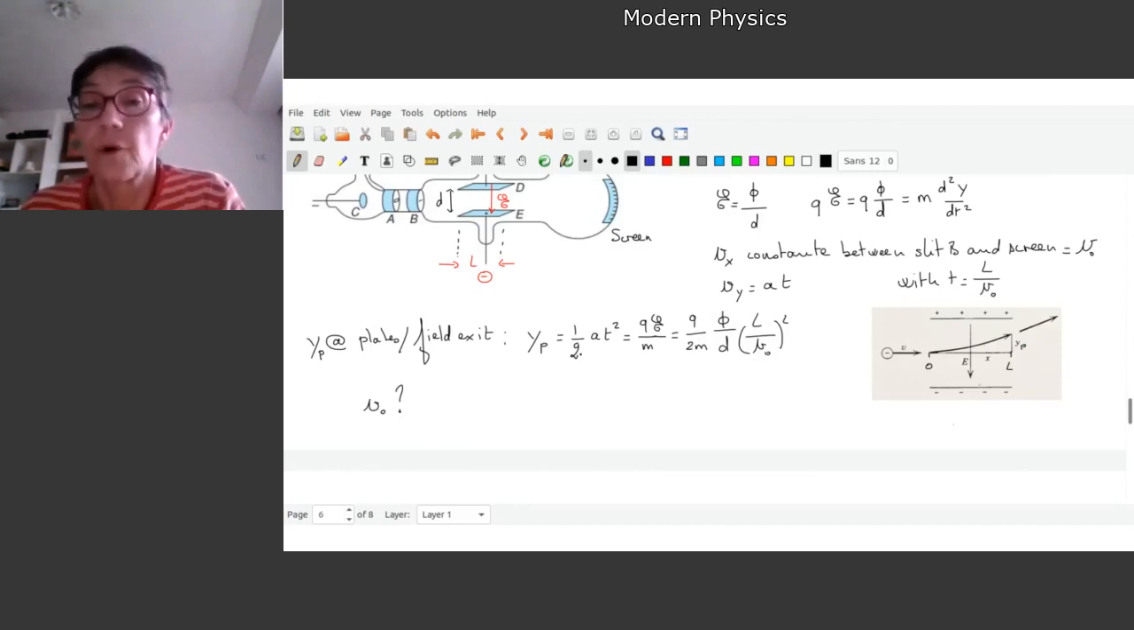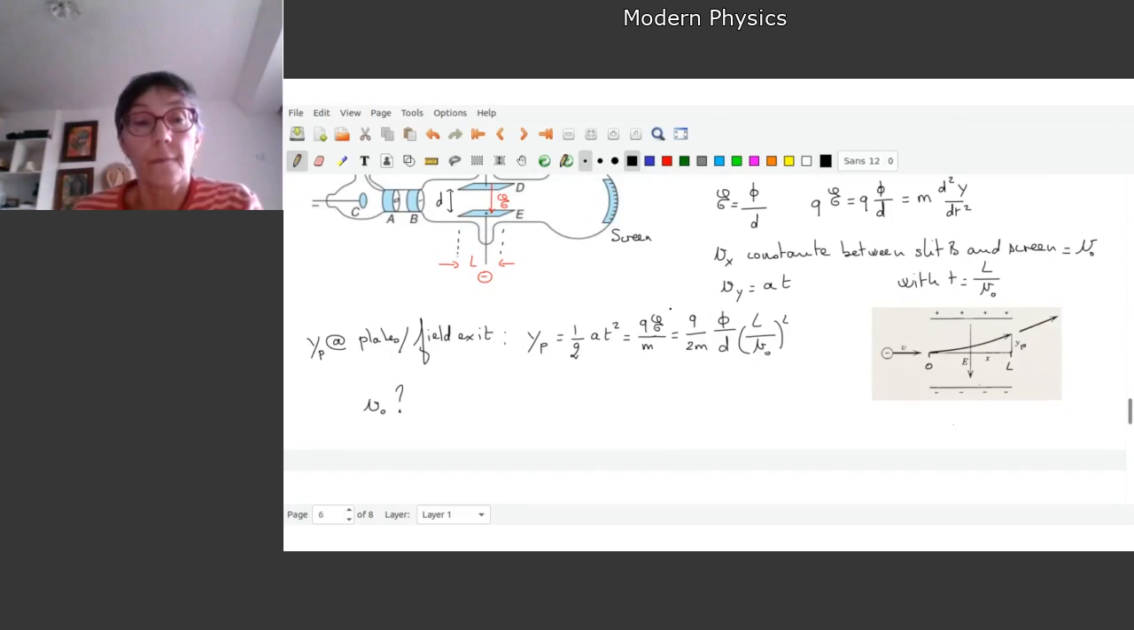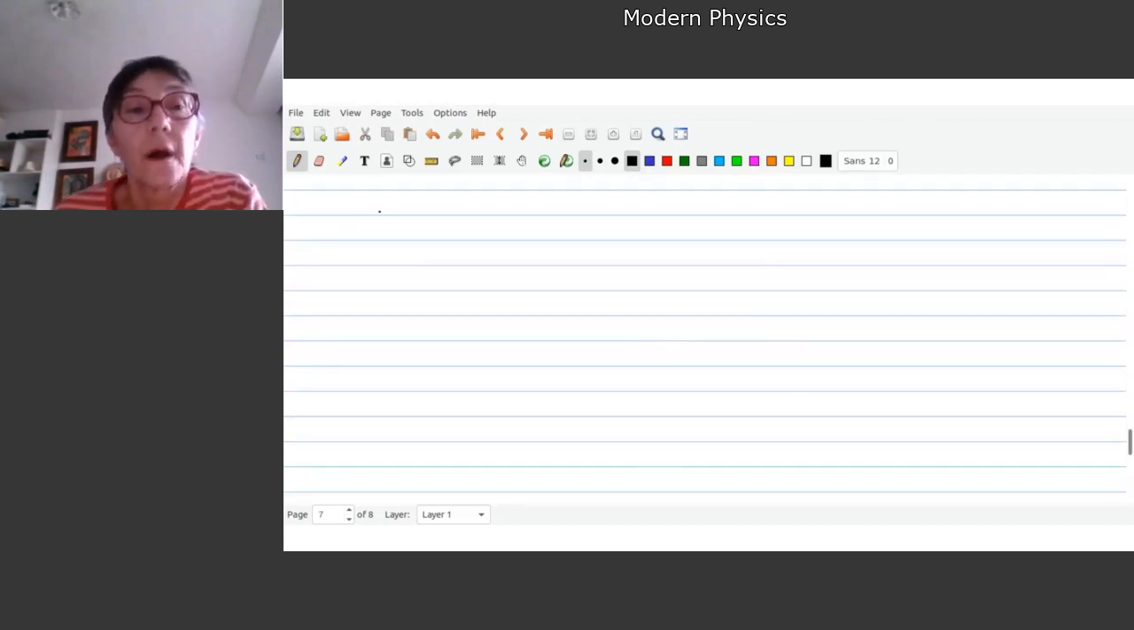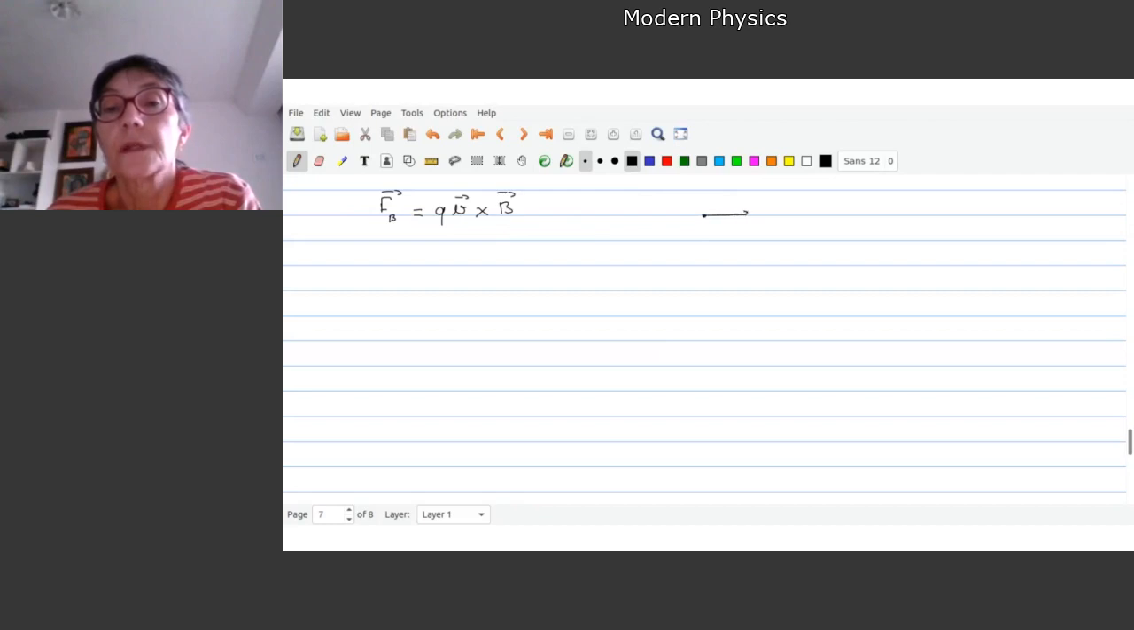You use a magnetic field. If you remember what a magnetic field does on a charged particle with velocity v, you have the magnetic force, which will be something like the charge times the velocity cross B. And so if you have some velocity here, which is our case, V0, you put some magnetic field in the horizontal plane, perpendicular to the velocity and to the electric field.